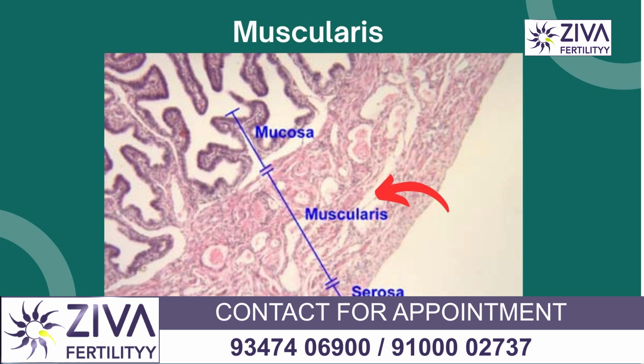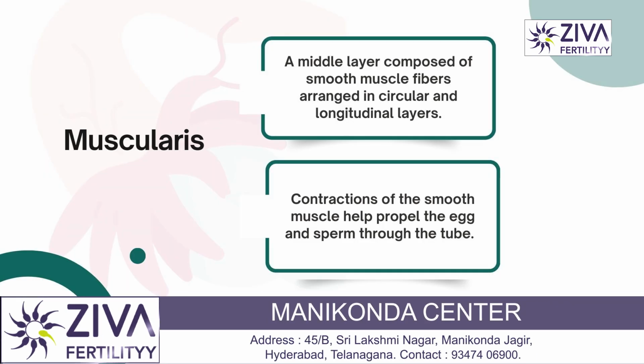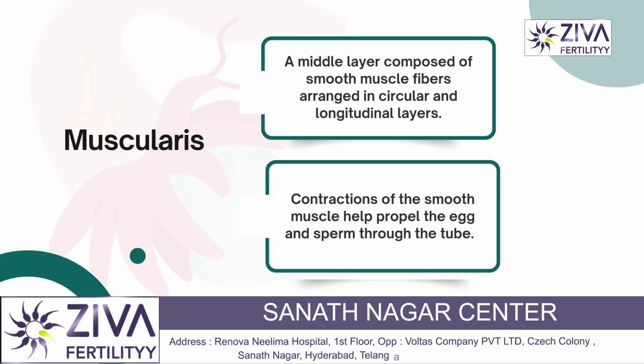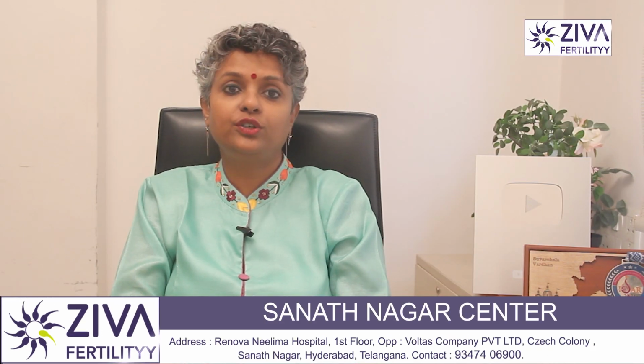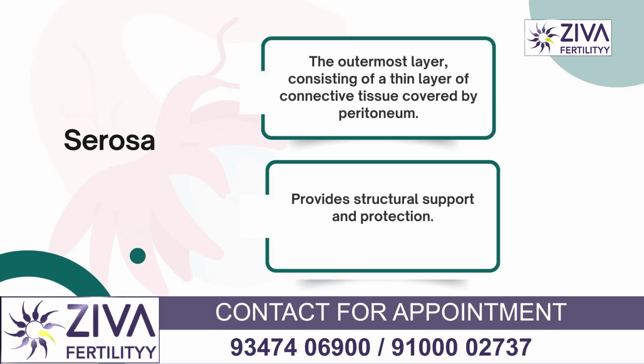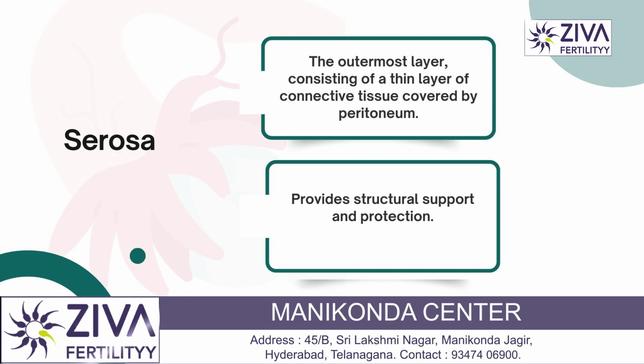The next part is the muscularis. It is the middle layer composed of smooth muscle fibers arranged in circular and longitudinal layers. Contractions of the smooth muscle help propel the egg and the sperm through the tube. The serosa is the next layer. It's the outermost layer consisting of a thin layer of connective tissue covered by peritoneum. The serosa provides structural support and protection.